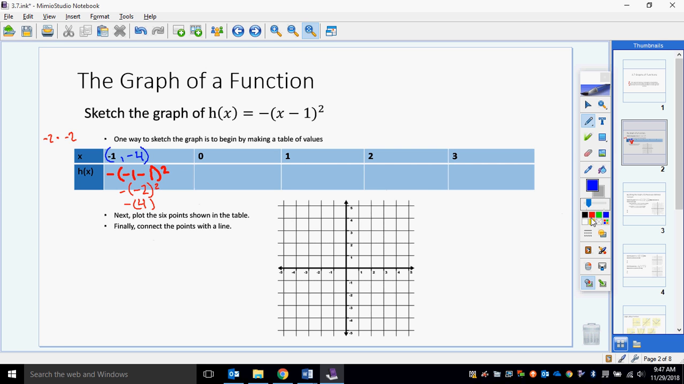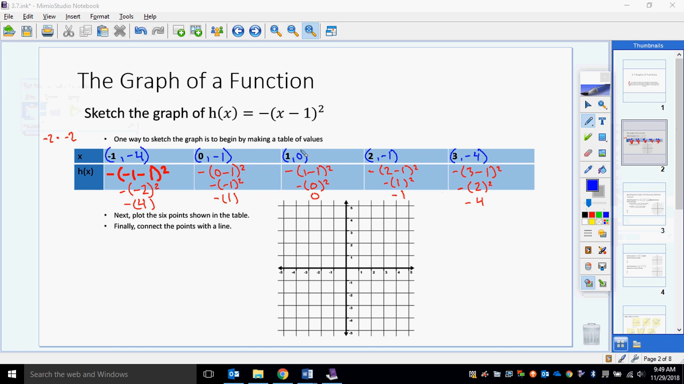All right, let's evaluate for 0. So I'm squaring -1, and I get a +1. And then that negative out in front makes my ordered pair 0, comma, -1. Go ahead and evaluate for 1, for 2, and for 3, and let's see what you get for your answer.